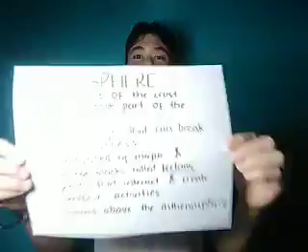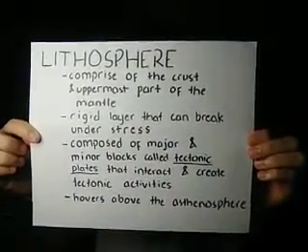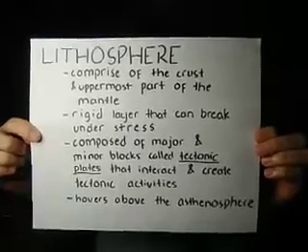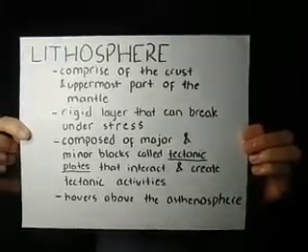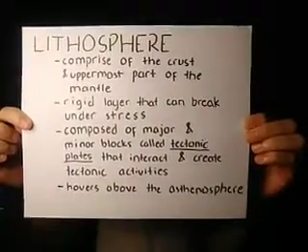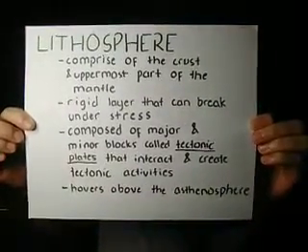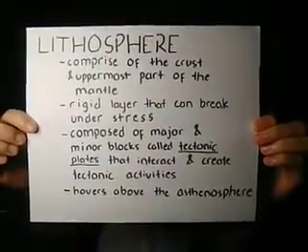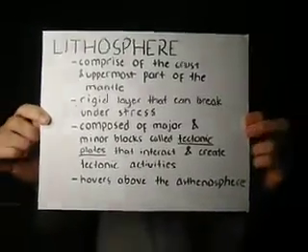The next one in the mechanical layers is the lithosphere. The lithosphere is comprised of the crust and the uppermost part of the mantle. It is a rigid layer that can break under stress. It is composed of major and minor blocks called tectonic plates that interact and create tectonic activities. The lithosphere hovers above the asthenosphere.